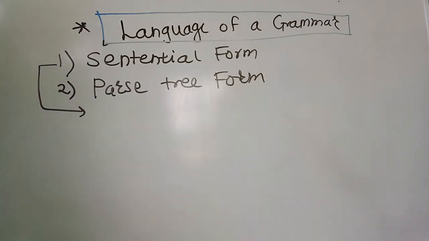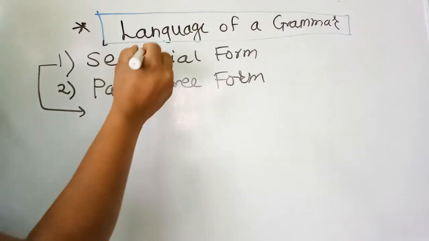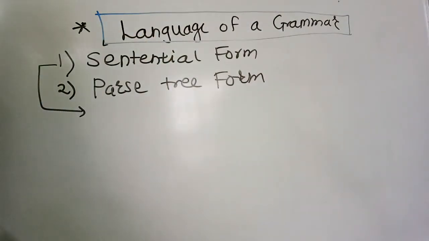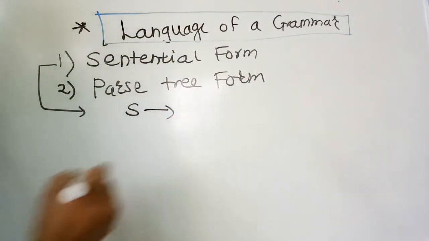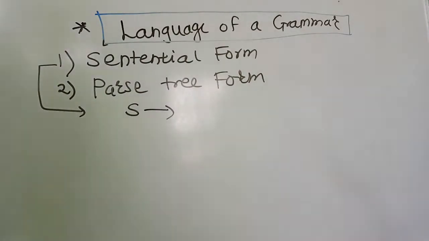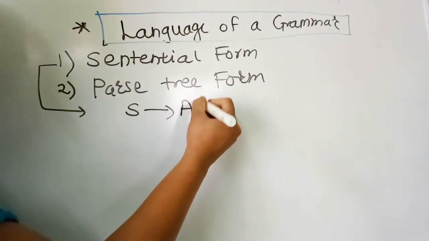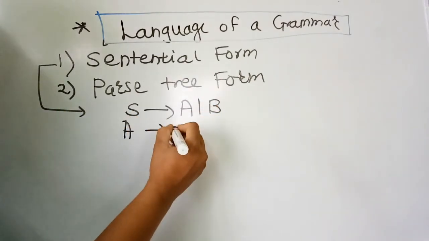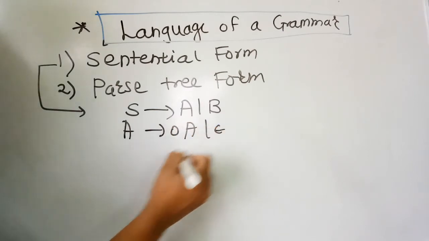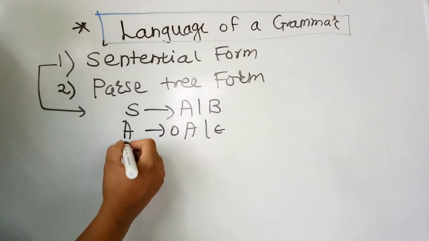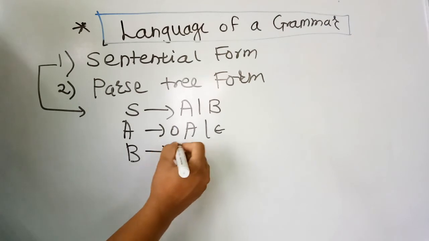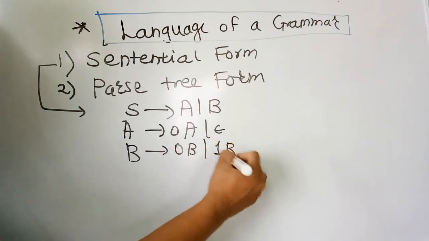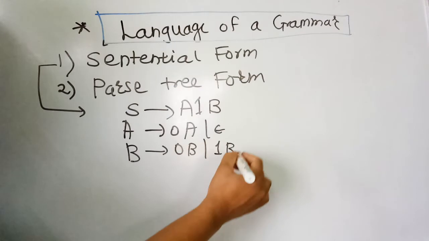For example, I will write one grammar with some production rules. Then, what is the sentential form of the derivation of a grammar? For example, we have a grammar where S is a starting symbol with a production like A 1 B. It is the first production. Suppose A is represented like 0A or epsilon, and again B is represented like 0B or 1B or epsilon.